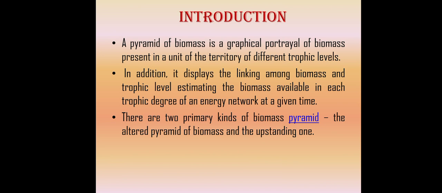In addition, it displays the link between the biomass and the trophic level, estimating the biomass available in each trophic level of an energy network at a given time. We know that there is an interconnection between energy and biomass. Means whenever there is the synthesis of energy, by utilizing this energy there is the production of biomass. Now, majorly there are two primary kinds of biomass pyramid, that is the inverted pyramid and the upright, that is the upward type of pyramid.